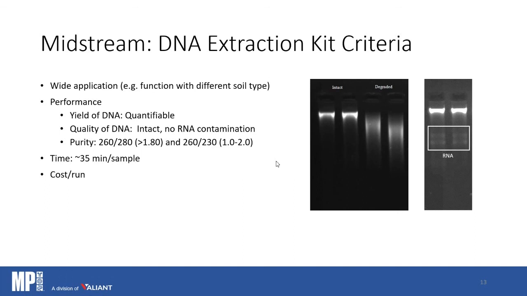Purity of DNA can be graded based on absorbance ratio at wavelengths 260, 280, and 230 nanometers. A pure DNA should have a 260/280 ratio at around 1.8 and a 260/230 ratio above 1. And thirdly, a good extraction kit should be easy to operate and have short processing time. Usually, the standard processing time is around 35 minutes per sample. And lastly, extraction kits come in different prices, and we can define it based on cost per run of a sample.